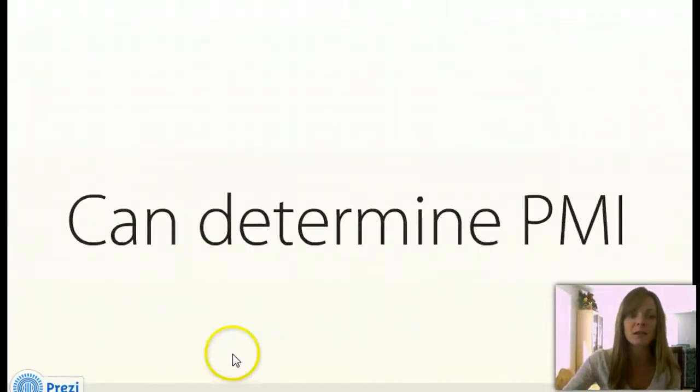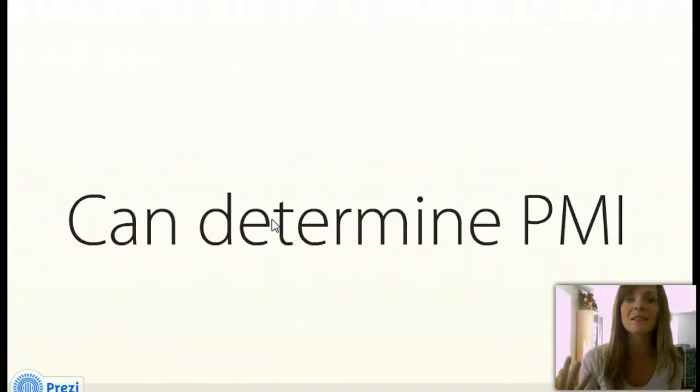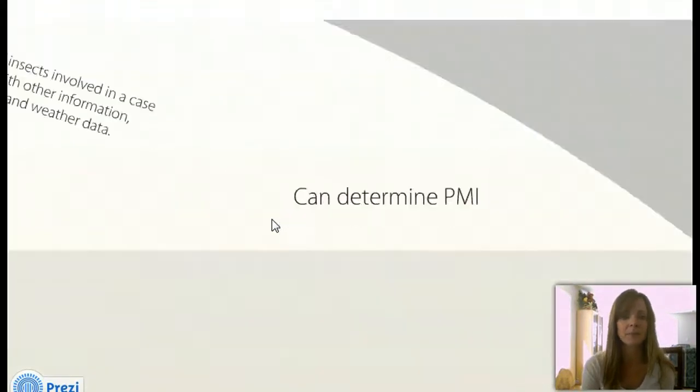But most importantly is determining the PMI, the post-mortem interval. Okay, so that is something really important because when we can calculate the time of death, we can start to figure out what happened, when and where and why. Okay, so that's the first most important thing. So that's what entomologists are actually focusing on pretty much, is the PMI.